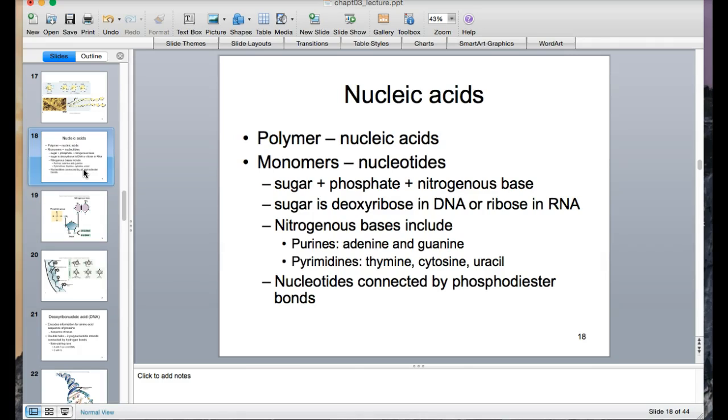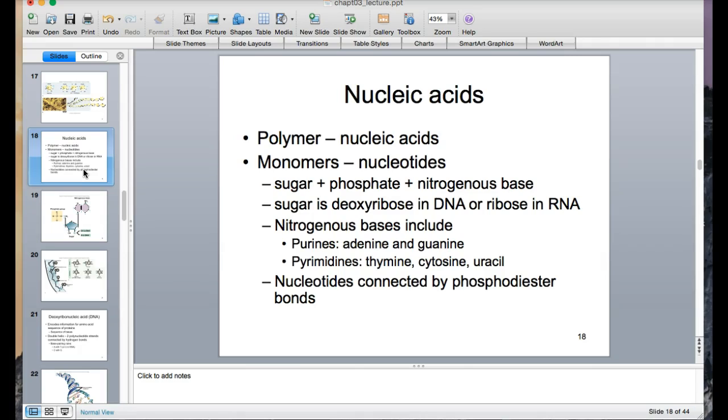The nitrogenous bases, there are 2 types. There are those that are purines, and then there are those that are pyrimidines. You can remember the nitrogenous bases: I always think of adenine and guanine, A and G, kind of like agriculture, and you always want to have pure agriculture. So purines are adenine and guanine, and then the pyrimidine nitrogenous bases would be thymine, cytosine, and uracil.